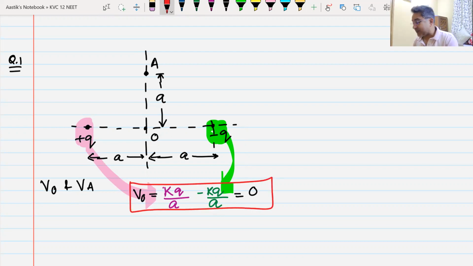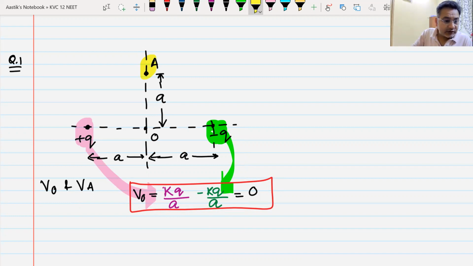Do you understand this? Potential at point A is 0. Potential at point O is 0. Do you understand this, everyone? Yes, sir. Boys, girls? Understood, sir. Okay. Now let me find out the potential at this yellow point, point A.